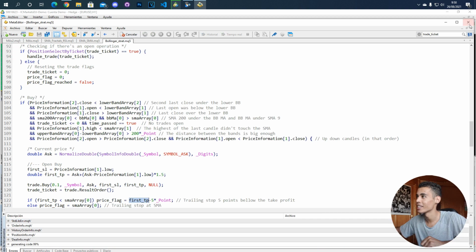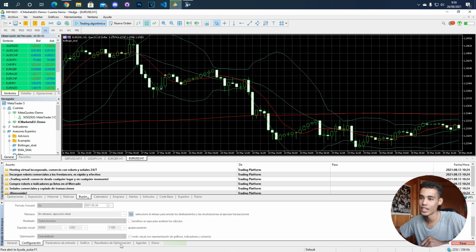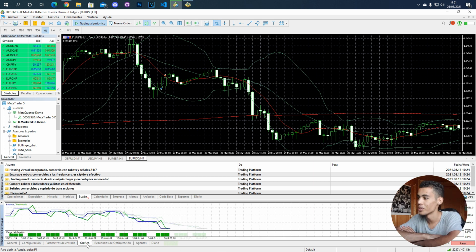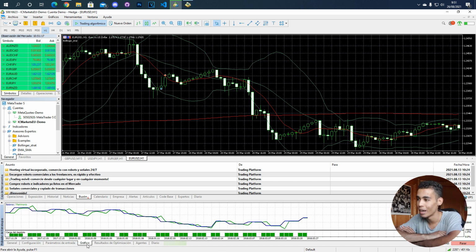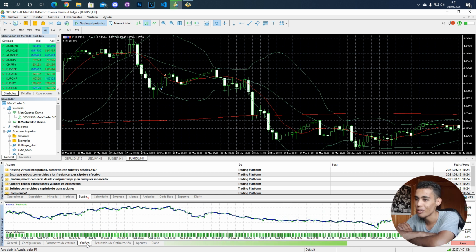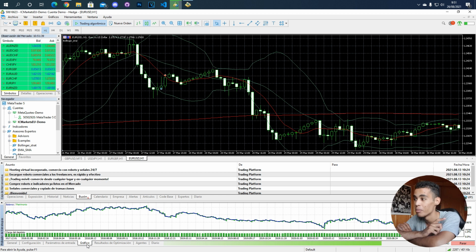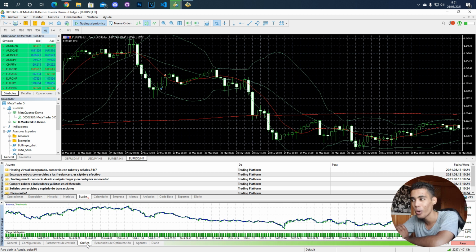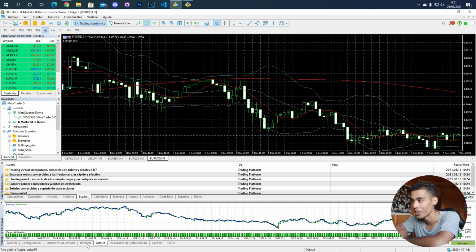So if we compile this and we do another test, for example, now you are going to see this, and this is the graphic of the balance over 3 years. So you can see that sometimes it goes up, and trust me, usually they go down, and there are few times in which they go up. But this truly proves that in some way this is kind of working.